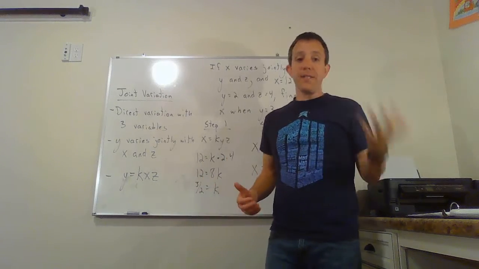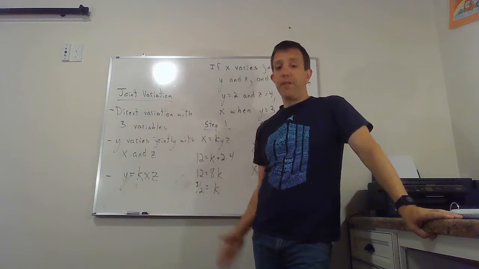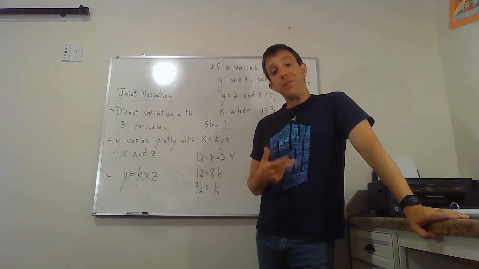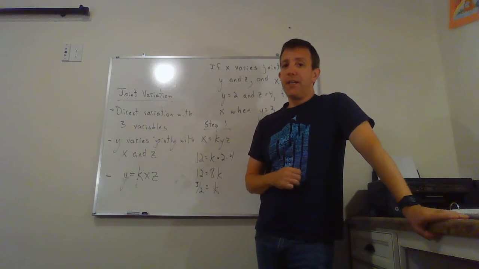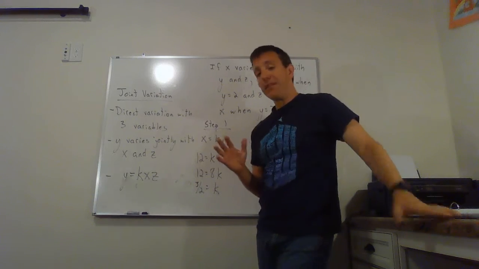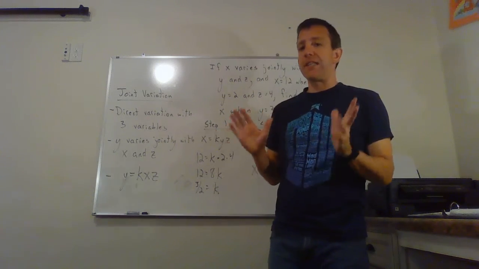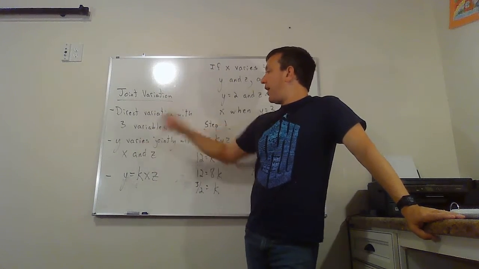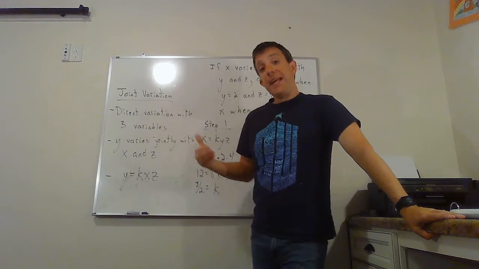All right, so the last thing we have in this section is joint variation. Joint variation is direct variation with not 2, but 3 variables, making it so much more fun. I'm being a little sarcastic. I know it just makes it worse. Anyway, so sorry. Y varies jointly with x and z.